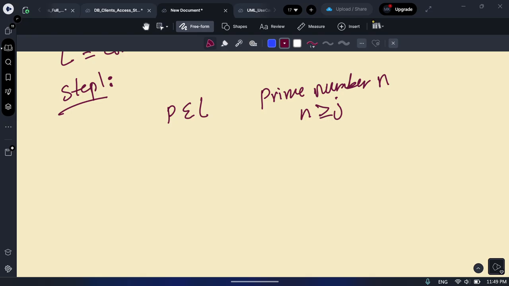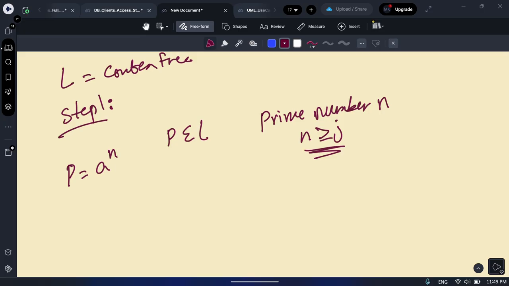So this j is something that we don't know. J is something that he decides. We don't decide it. But let p be equal to a to the power n, where we know n is a prime number. And why do we do that? Because if he says, oh wait a minute, I want j to be equal to 4, we say it's bigger or equal to n, where n is a prime number. It needs to be a prime number. So if it's not a prime number, the next bigger prime number is 5. So it will become that.